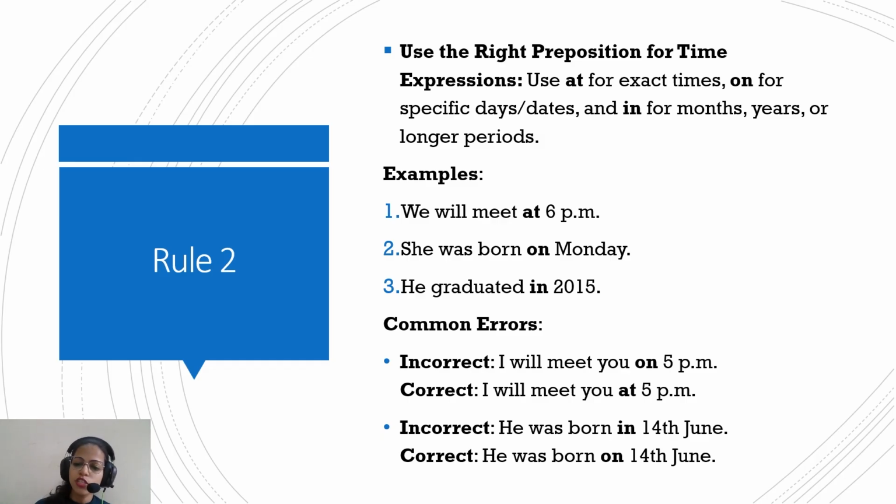So if someone says, "I will meet you on 5 p.m.," of course, wrong. "I will meet you at 5 p.m." "He was born in 14th June." Of course not. He was born on 14th June.